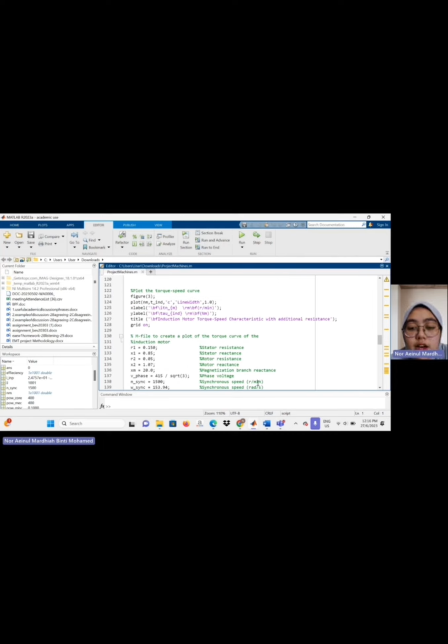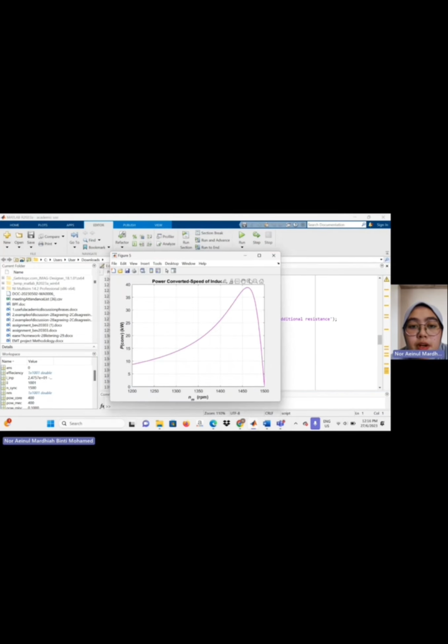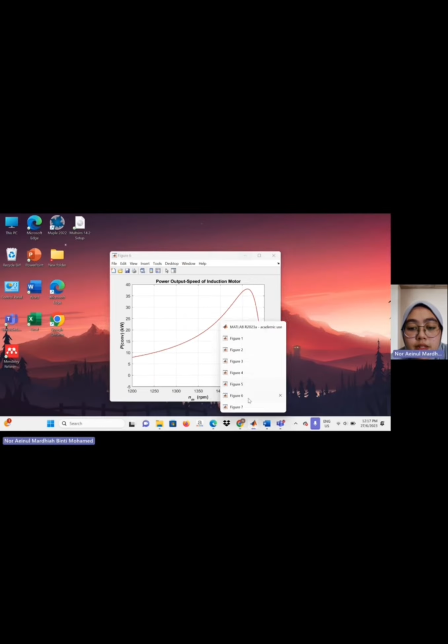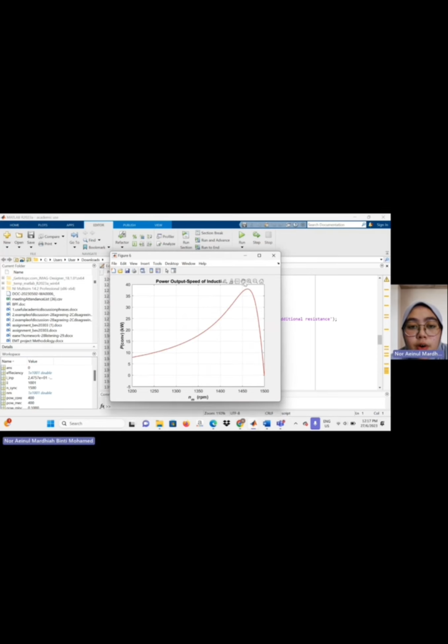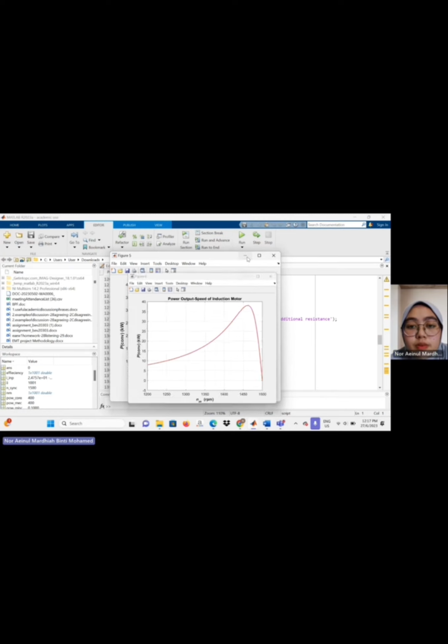with additional resistance. So next, for the power converted speed induction motor, this is the graph we got, which is this is the starting point and this is the maximum point. Okay, this is the graph for power output speed induction motor.